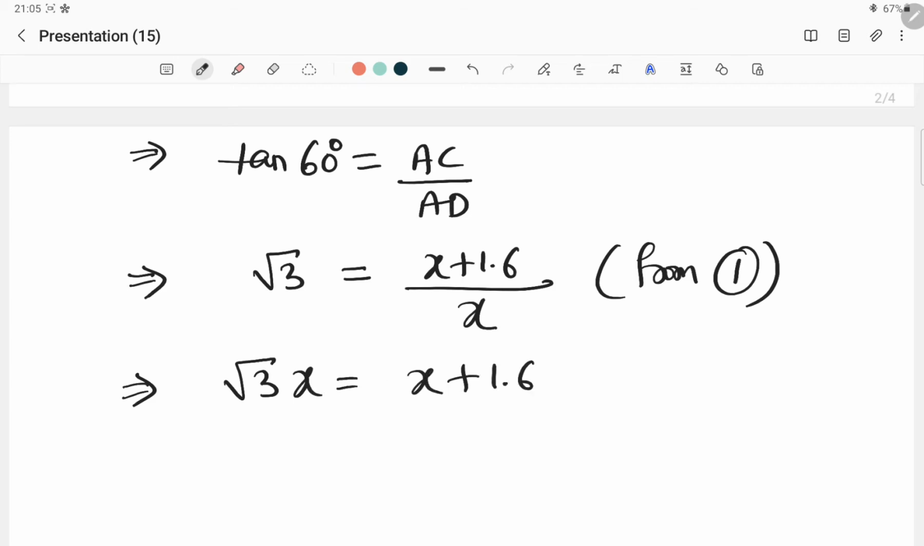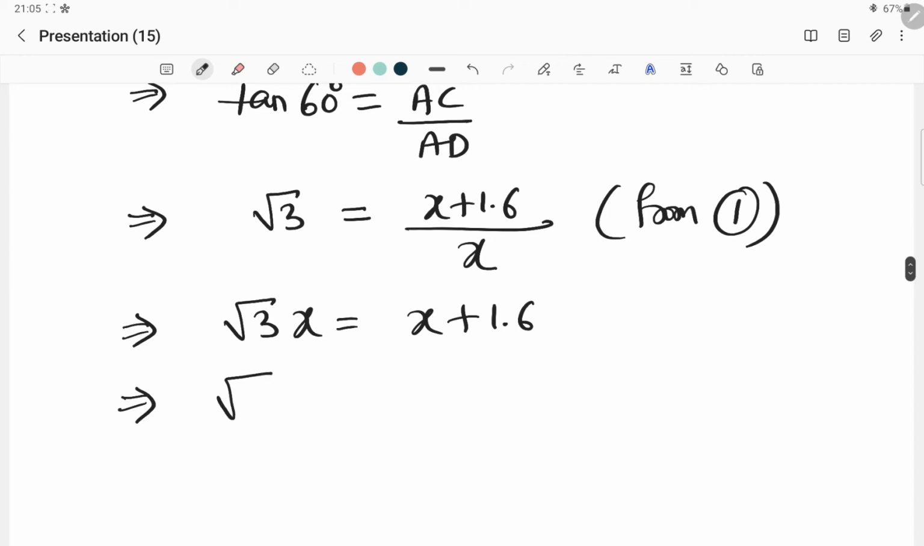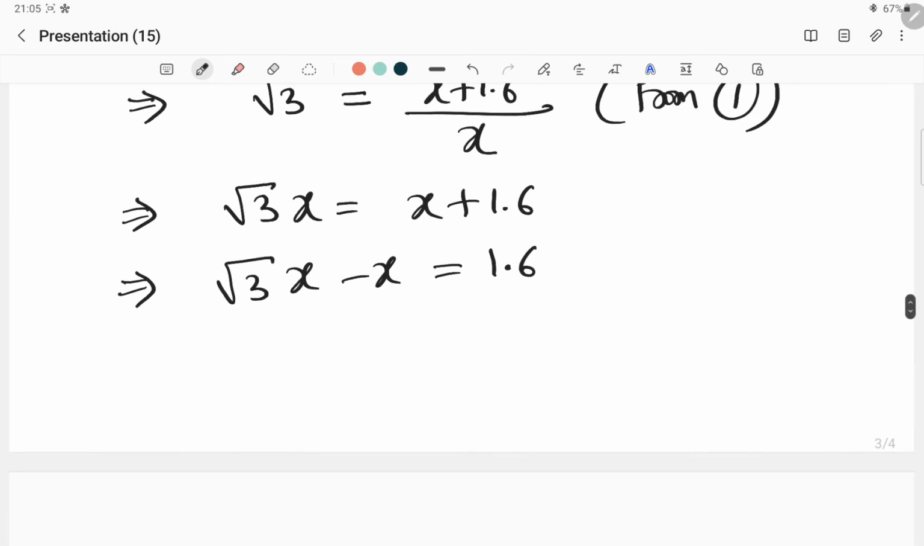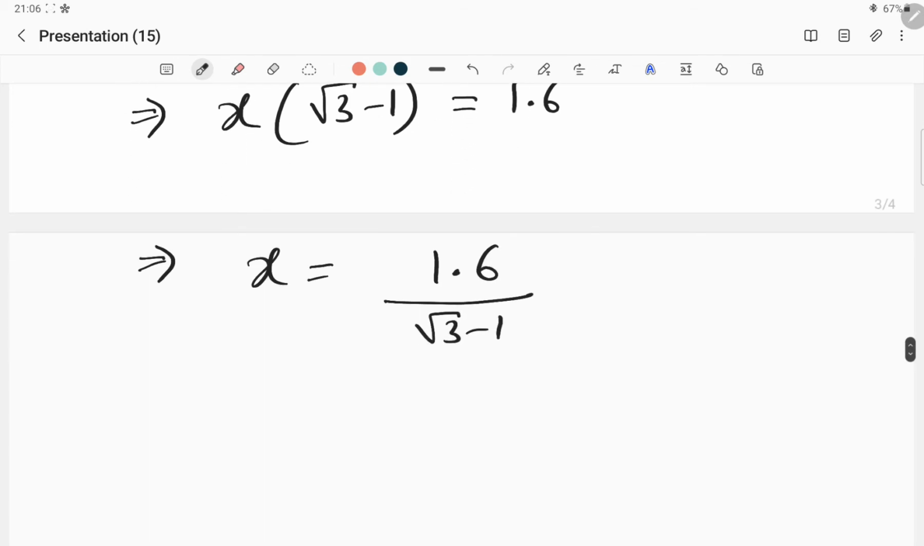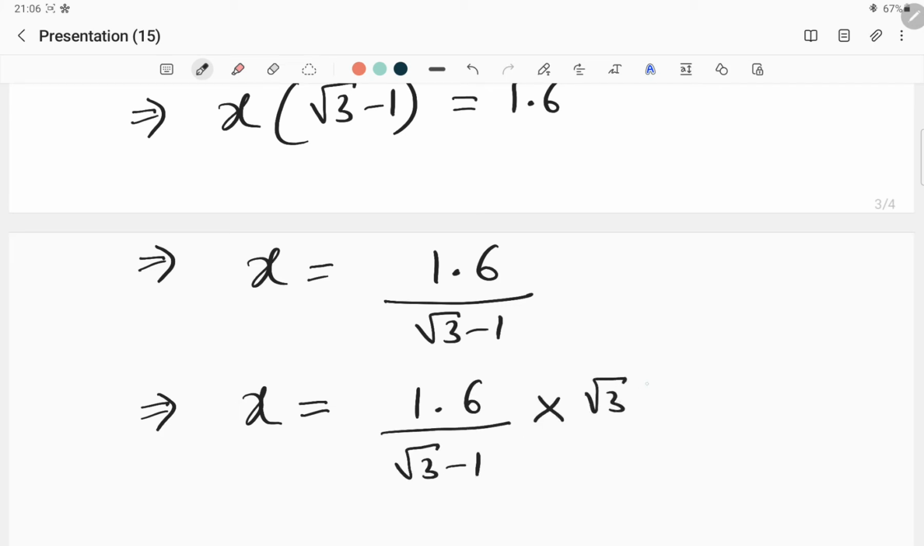plus 1.6. Then I'm going to send this x this side, so it becomes root 3x minus x is equal to 1.6. All right, then I'm going to take x common, then it becomes root 3 minus 1, and that is equal to 1.6. So then this x value is equal to 1.6 divided by root 3 minus 1. We cannot leave it like this, we have to rationalize the denominator. Then it becomes x is equal to 1.6 divided by root 3 minus 1 into root 3 plus 1 divided by root 3 plus 1.